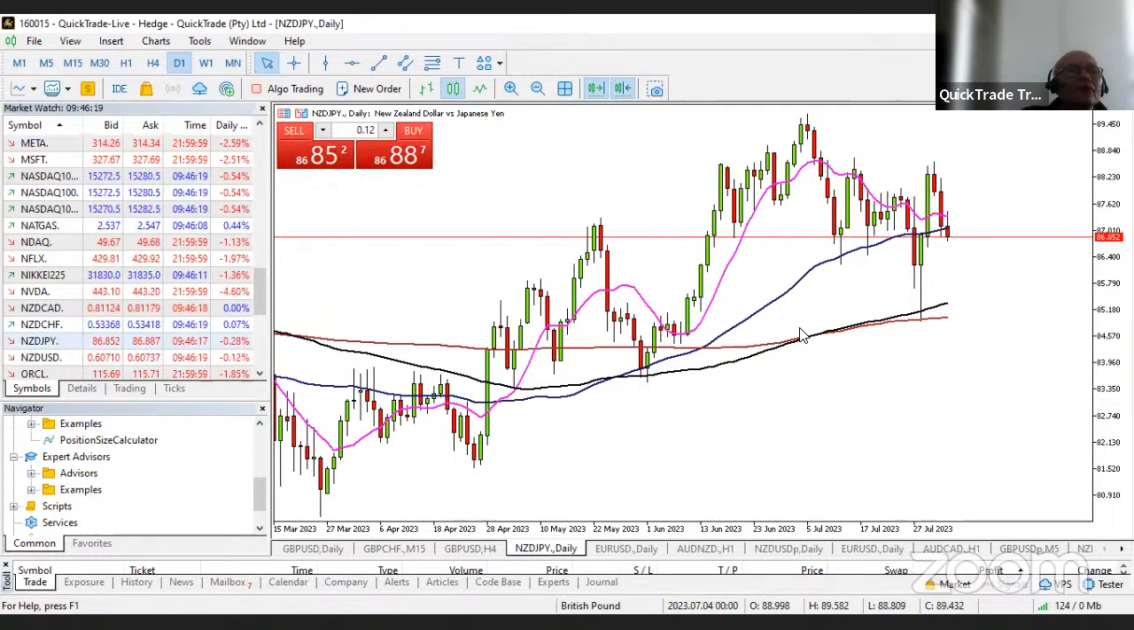NZDJPY. What do you want to do with it, Dante? You just put that down. Do you want to sell it or buy it? It looks like it's come right down to support at the moment. I think there could be some Japanese strength around the corner coming in. The New Zealand dollar is what's called a risk currency. In other words, it can be incredibly strong.